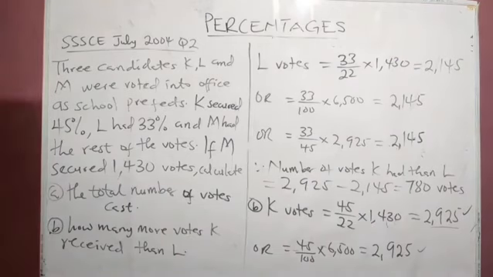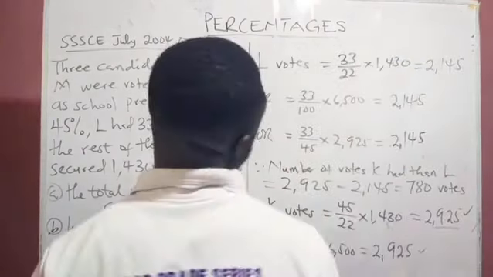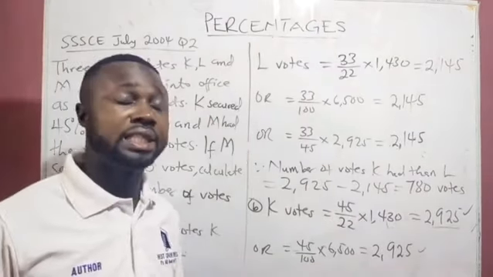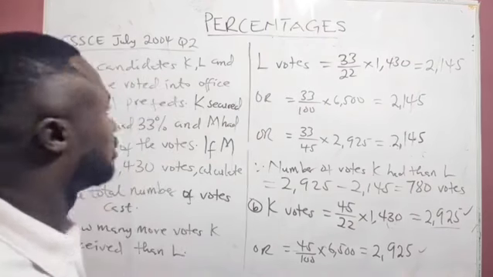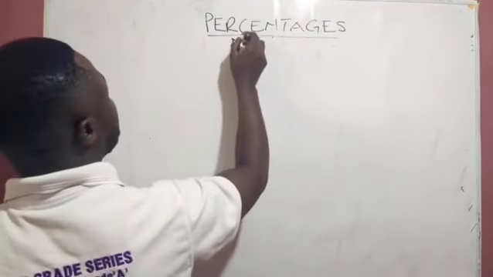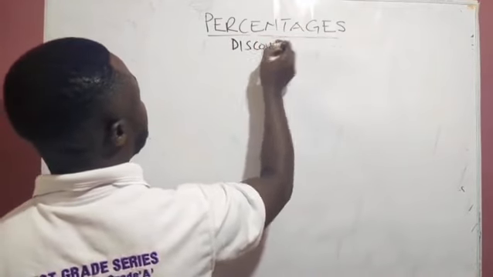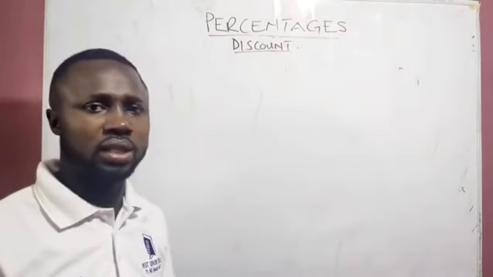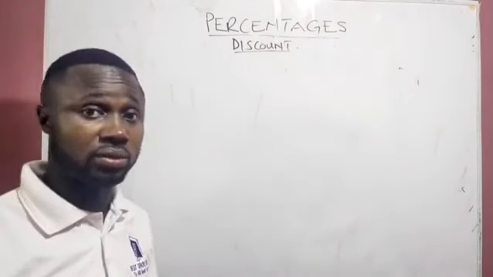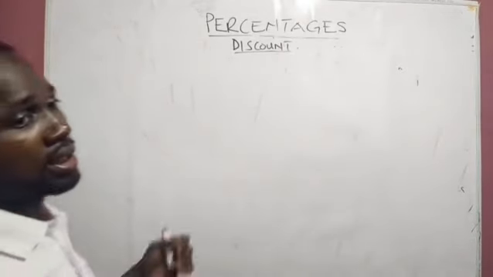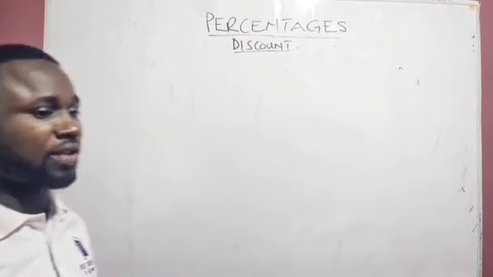We are done. Okay, so I think this is enough, and I want us to move on to discount. All right, discount. Let's also look at discount. So discount is actually the reduction of price of an item.